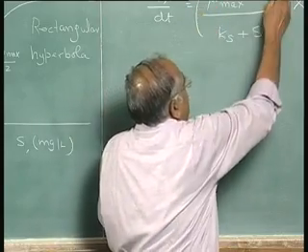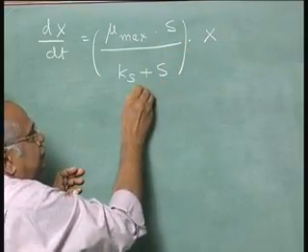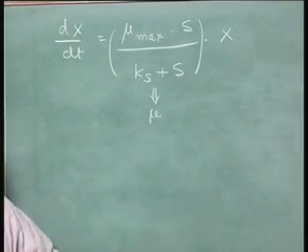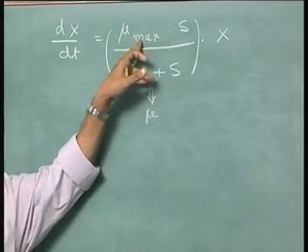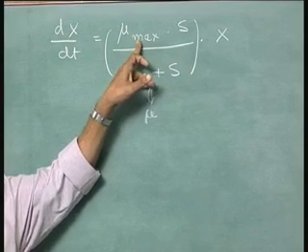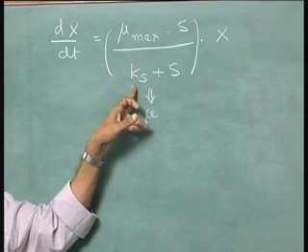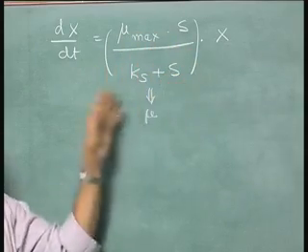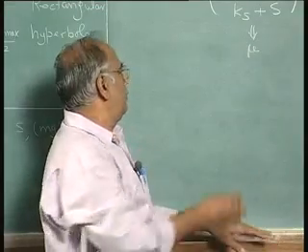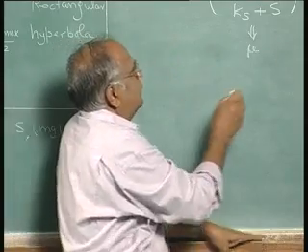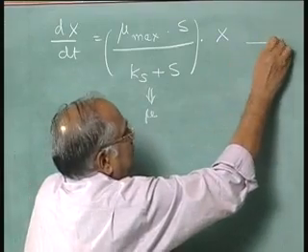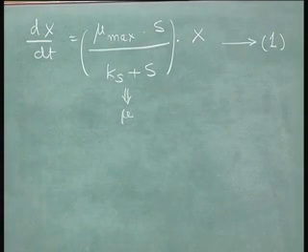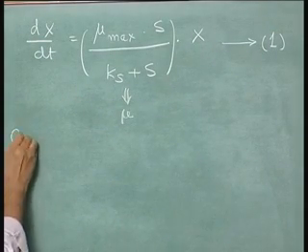This is the equation substituting for mu, the specific growth rate, in terms of the maximum specific growth rate constant, the saturation concentration of the substrate, and the substrate concentration itself. This is our fundamental equation, maybe you can call it number 1. Now, we consider two cases.